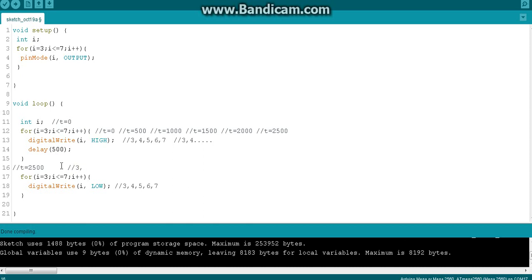LED number 3 is on, LED number 4 is on, LED number 5 is on, 6 is on, 7 is on. All the 5 LEDs will be in the on state, switched on. Yes or no? Yes. Fine.